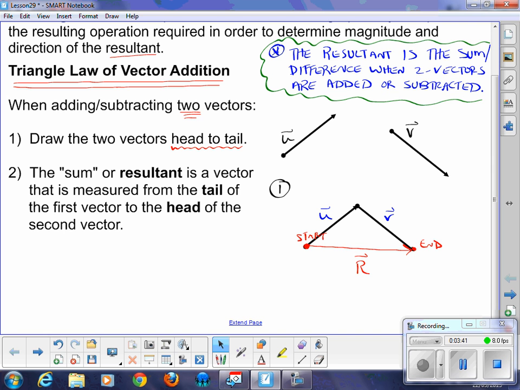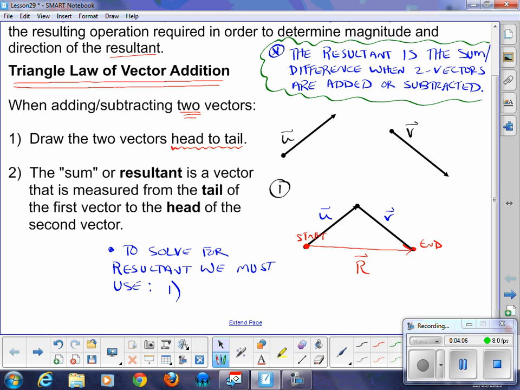So, to solve for the resultant, we must use, and this is the order, first step, cosine law, second step, sine law.